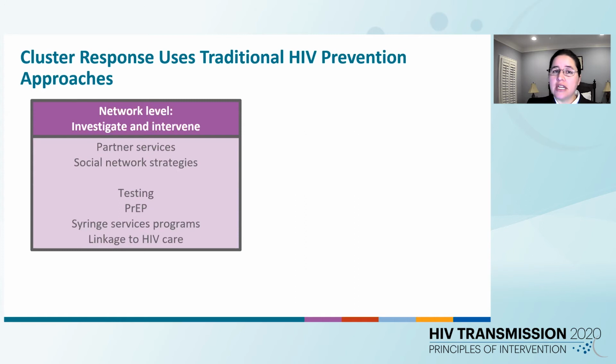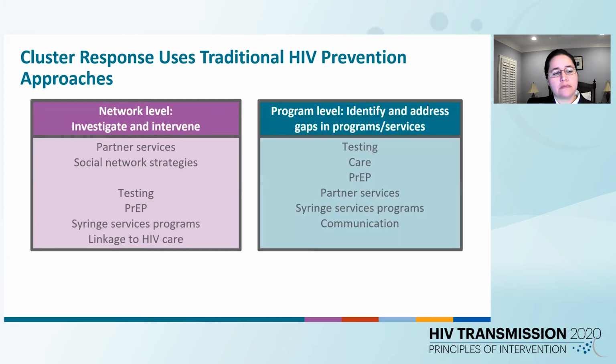This can be done with longstanding public health approaches such as partner services or approaches such as social network strategies. As people are identified as part of the network, it's important to help them access services, including testing, PrEP, syringe services programs, and linkage to HIV care. Response to clusters may also occur at a larger program level. Ultimately, a transmission cluster is evidence that our prevention services have not adequately reached a network. We must use this information to identify and address gaps in programs and services.